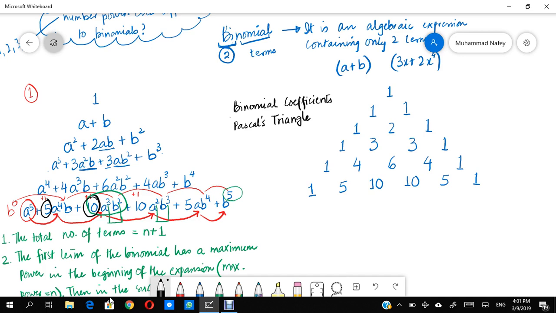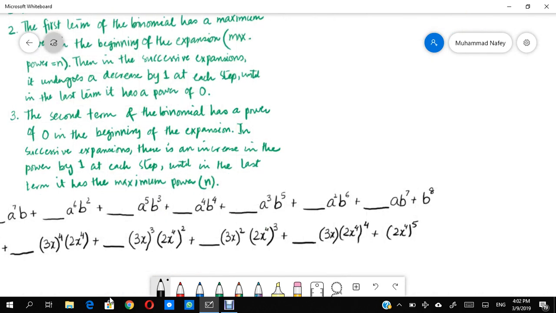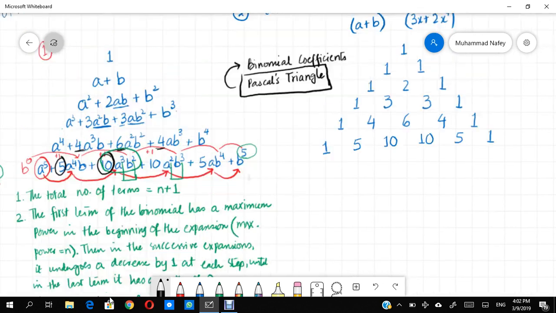So what is Pascal's triangle? Pascal's triangle is basically a triangle of binomial coefficients. Now Pascal's triangle basically tells us this coefficient part of the binomial expansion. We have studied about the arrangement of powers, but we are still left with putting the coefficients in their place.